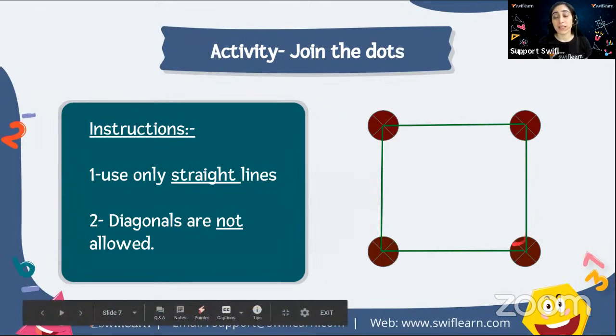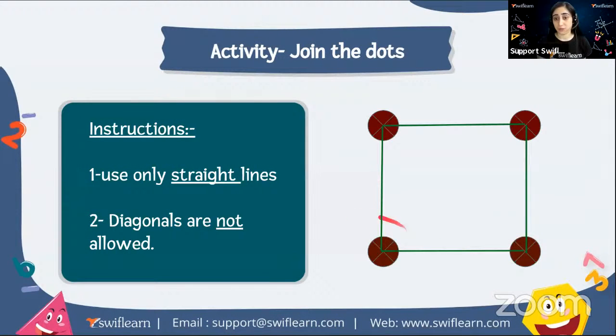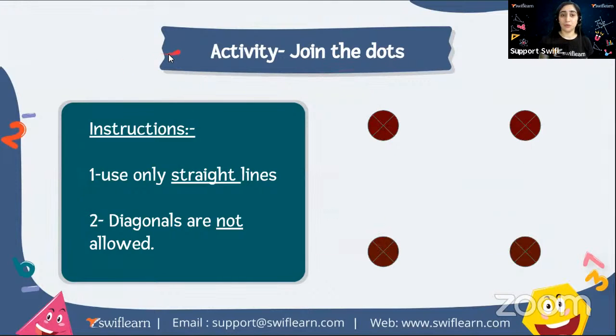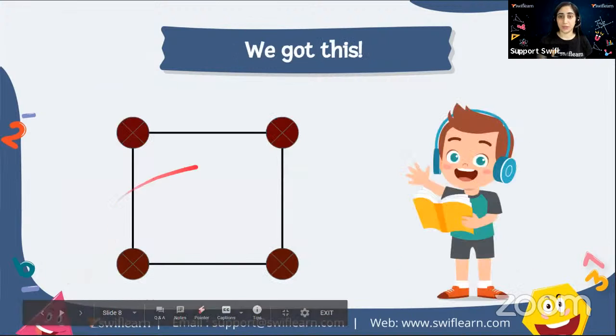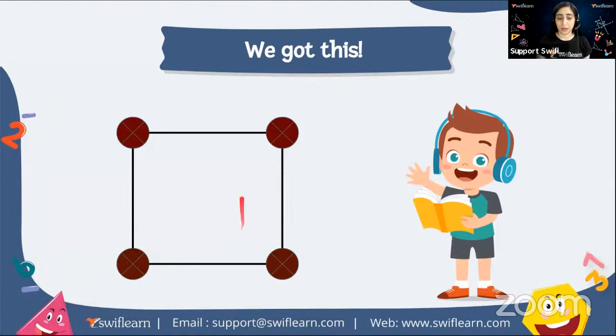So that's why we call it a closed figure. I cannot go inside this. I hope now you know why we say a figure is closed or open. So this is what we made. We got this square.